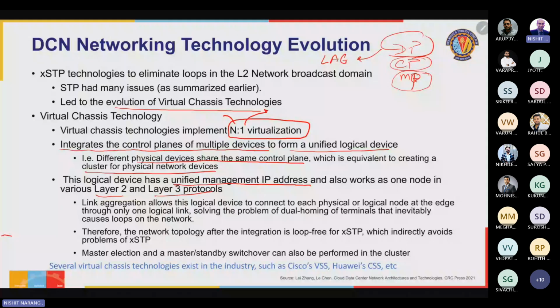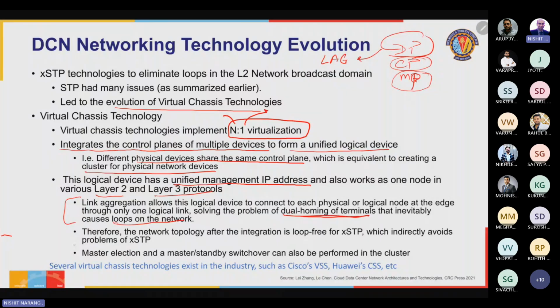Okay, so I've already mentioned this link aggregation protocol that helps the logical device to merge the multiple different physical links into a single logical link of more capacity. Think of it like dual homing. It avoids the problem of dual homing of terminals, which is what caused the loops in the access aggregation. So we've avoided those loops.